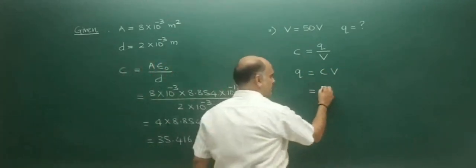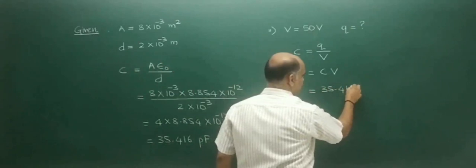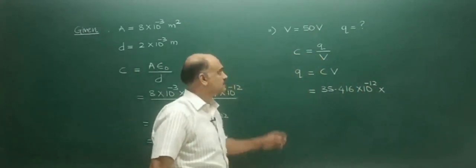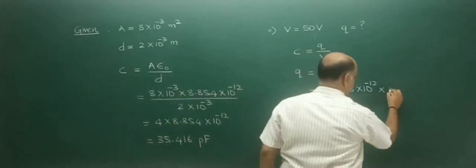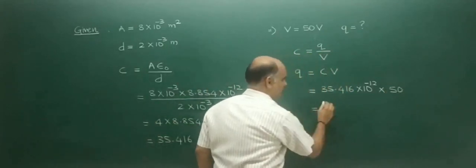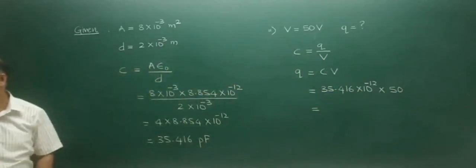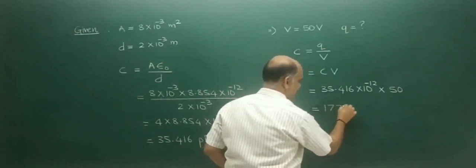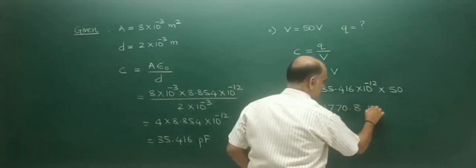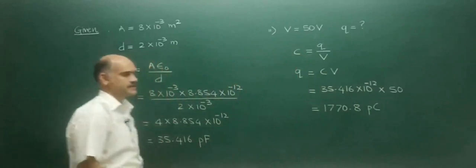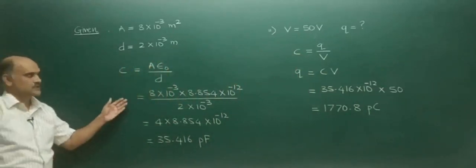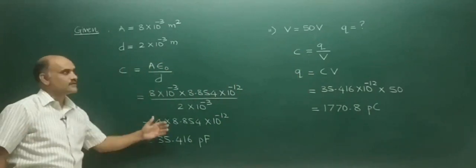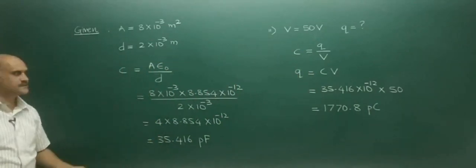So 35.416 into 10 raised to minus 12 farad, voltage is 50. If you multiply those two, you will have the answer 1770.8 pico coulomb, or 10 raised to minus 12 coulomb. Clear students? You can pause, note down the solution, then you will have the second problem on your screen.